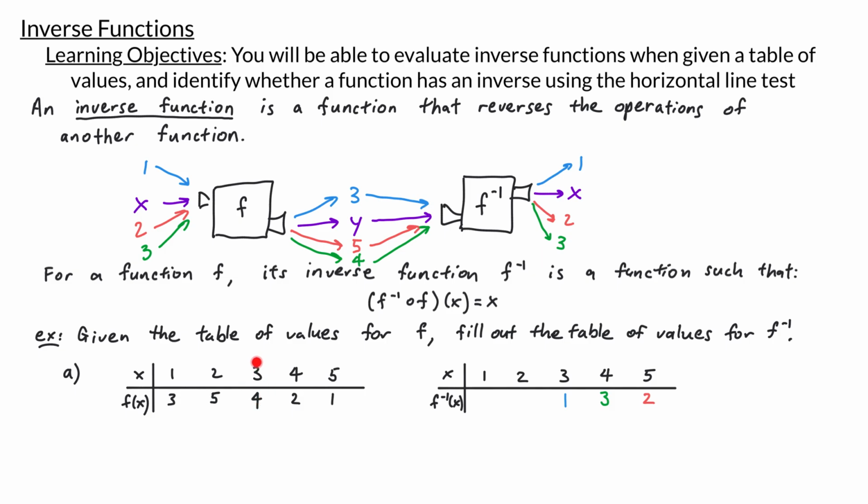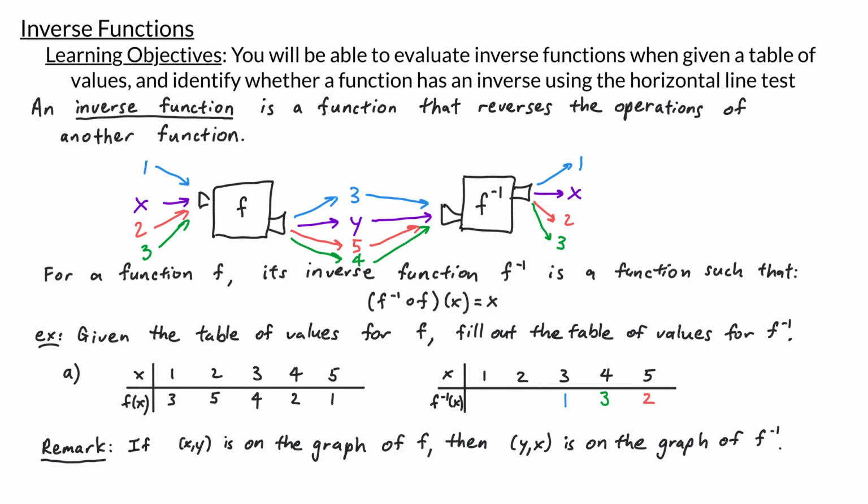And then if we look at this entry, we have (3, 4) on the graph of f, but then on the graph of f inverse, we have this entry, which corresponds with the point (4, 3). What we observe is that the coordinates of the points that we have on f are flipped for f inverse. So if we have the point (x, y) on the graph of f, then (y, x) would be a point on the graph of f inverse. This also tells us that the inputs and outputs are flipped when we compare f and f inverse.